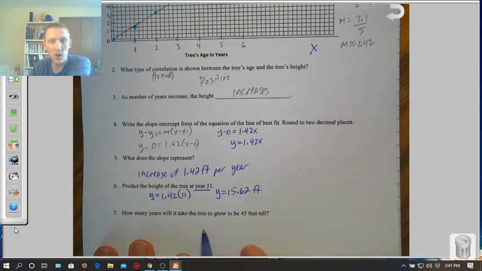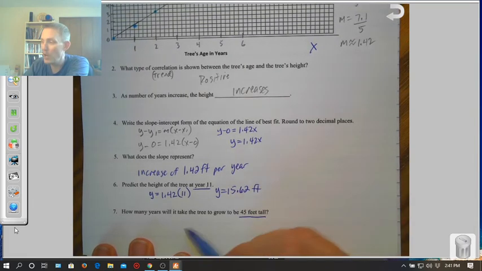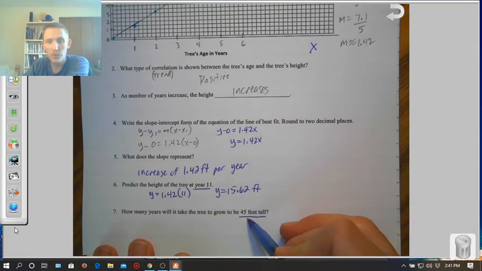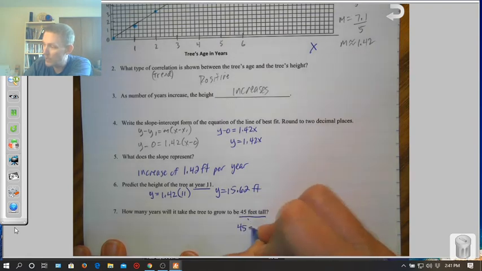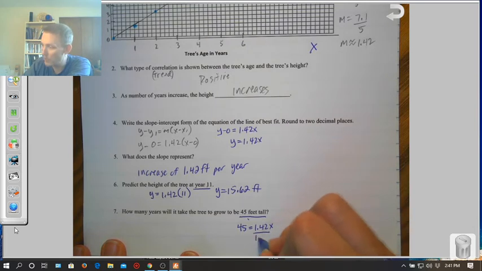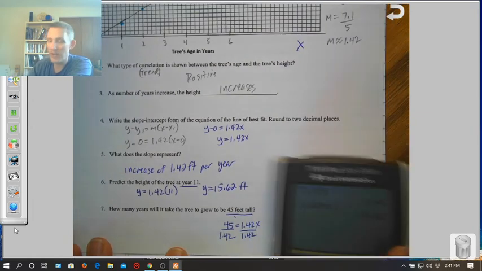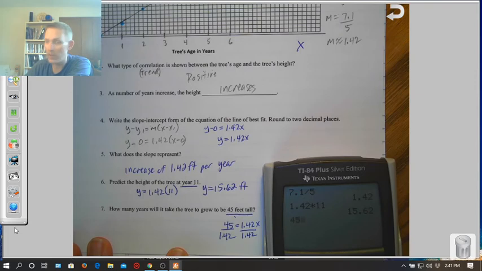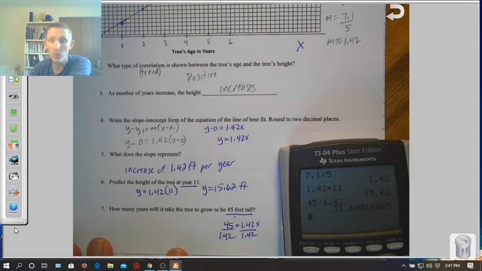And for our second problem using clues and making predictions, the clue is given to me that it's 45 feet tall, and they want to know how many years. Well, 45 feet is going to go in for the letter y. So I'm going to go back to my original equation, and I'm going to say that 45 equals 1.42x. And in order to get x alone, I'm going to divide by 1.42. So I'm going to come back to my calculator here, and I'm going to go 45 divided by 1.42 equals, and that's approximately 31.7.